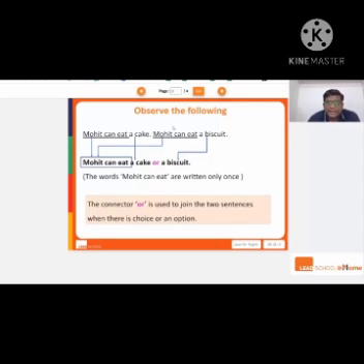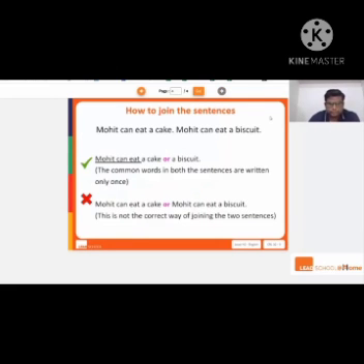What is common in this sentence? Mohit can eat, right? That is common in this sentence. Whatever is common, we write only once. That's the simple trick. You can read it. The words Mohit can eat are written only once. The connector or is used to join the two sentences when there is a choice or an option.